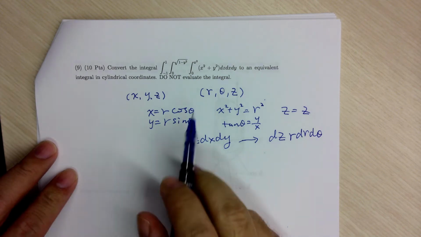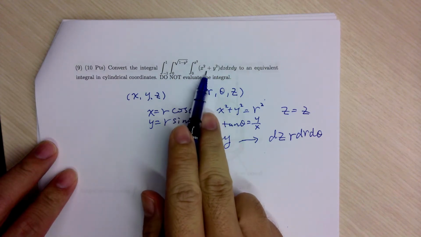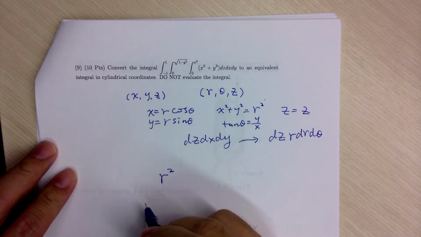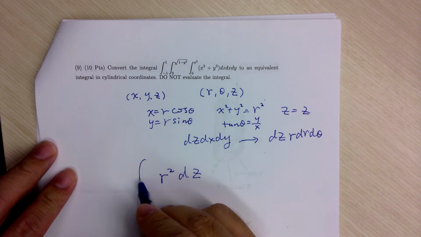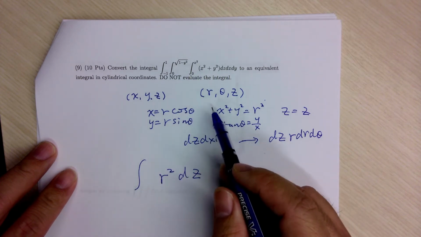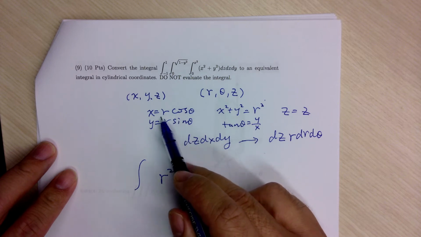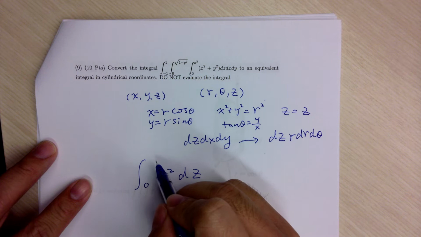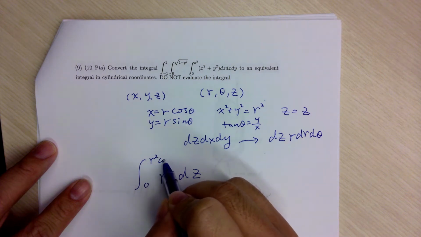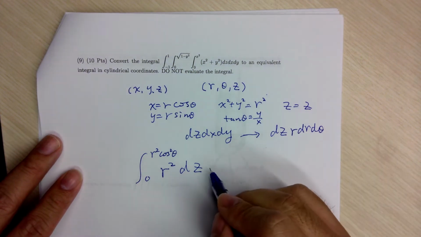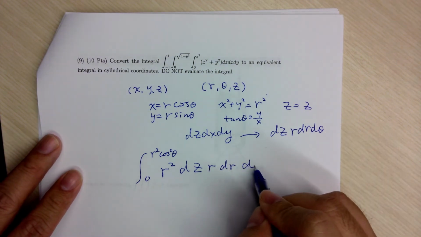So the easiest one here, as you can see, this is r squared, right? So it's r squared inside. And then dz, our z is from 0 to x squared. We need to convert it in terms of r and theta, since x equals r cosine theta. So it's from 0 to r squared cosine squared of theta. Okay, that's easy. And then also r dr d theta, right?